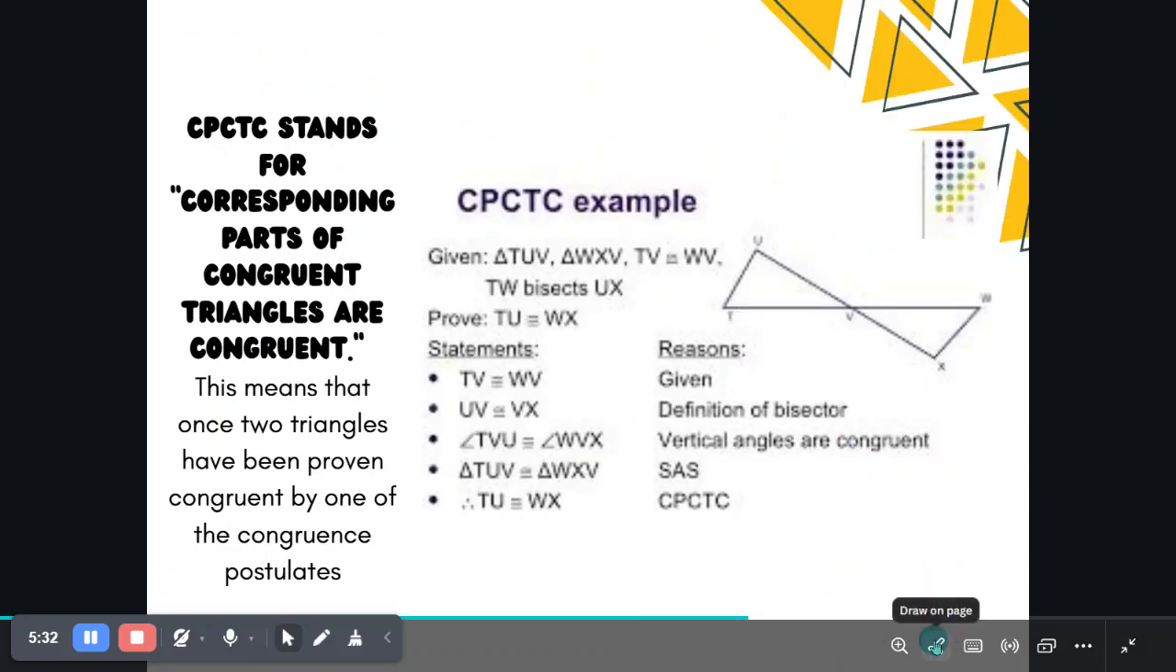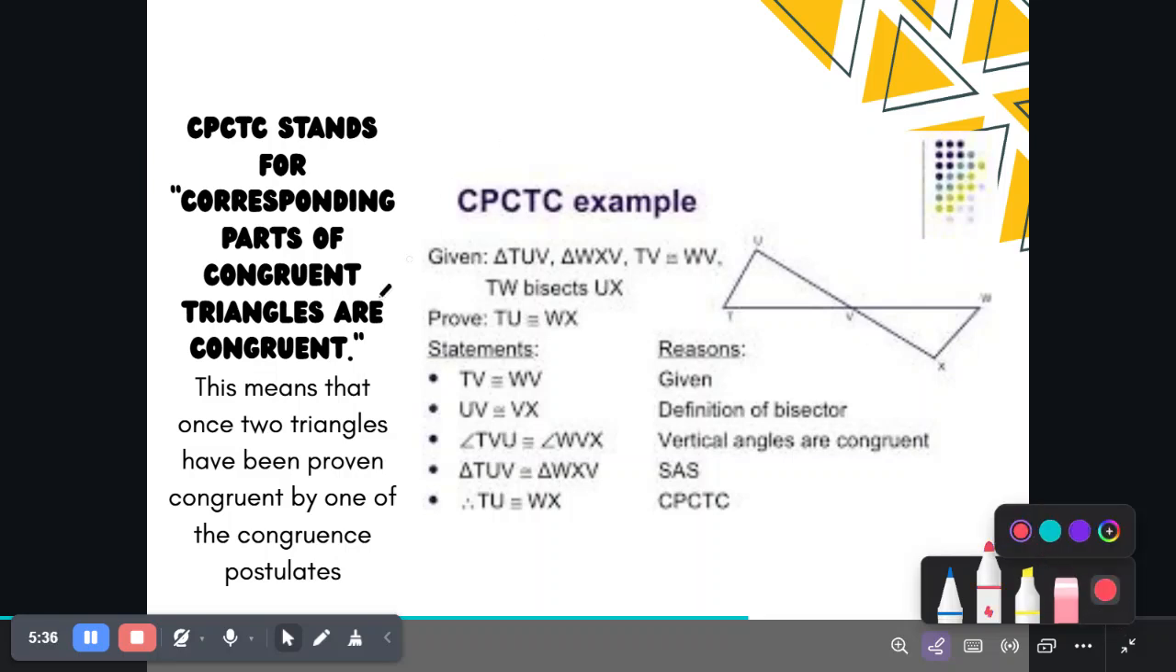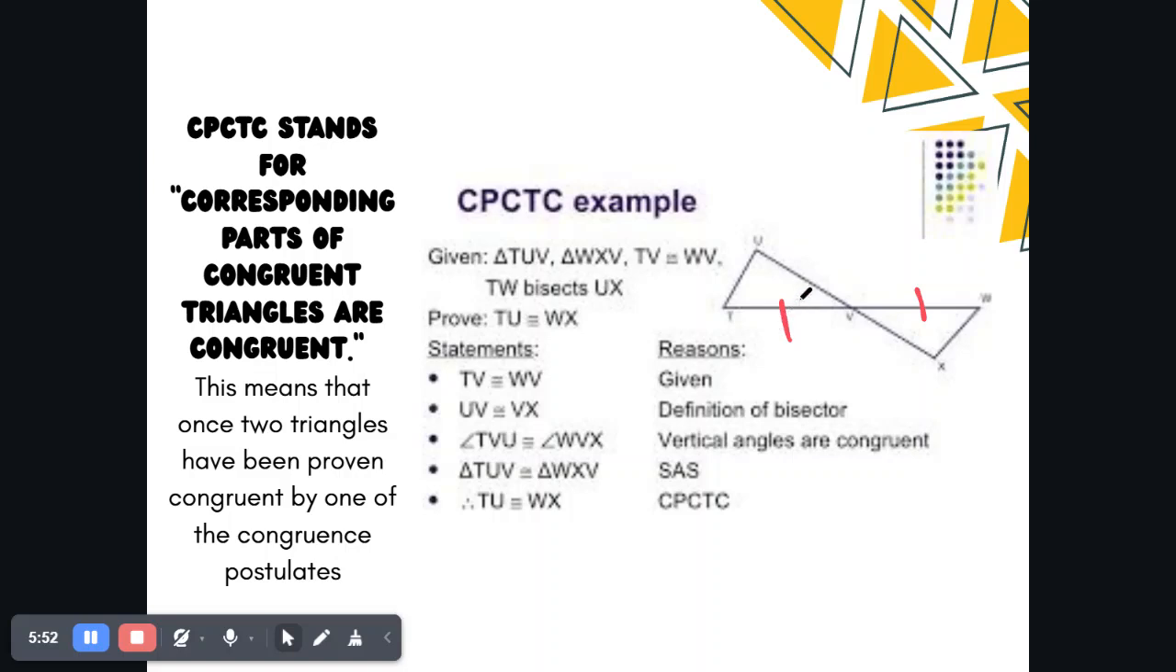Moving on, we have CPCTC, which is a mouthful, but basically what it means is if two triangles are proven congruent, the other parts, sides, and angles of the triangles are also congruent. So in this example, we're given that TV is equal to WV and UV is equal to VX through the definition of a perpendicular bisector. Vertical angles are congruent right here.